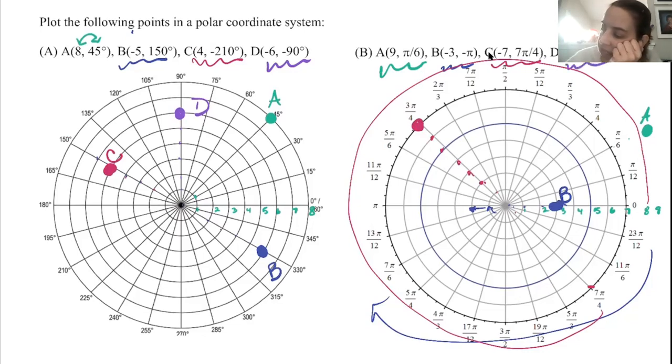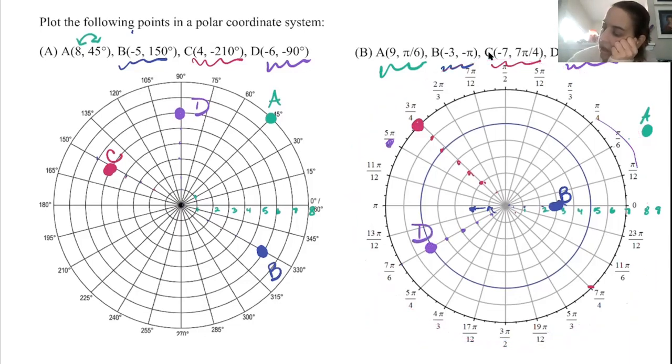And then finally, (5, -5π/6). So 5π/6 in the positive direction is up here. In the negative direction is the mirror image, down here. So negative 5π/6 and then 5: 1, 2, 3, 4, 5. And there is point D. There we go.